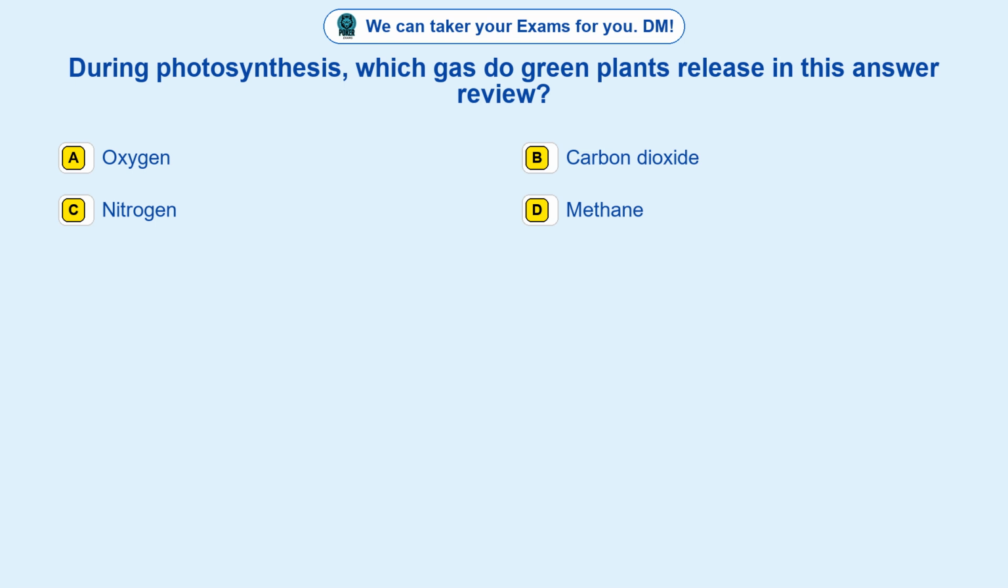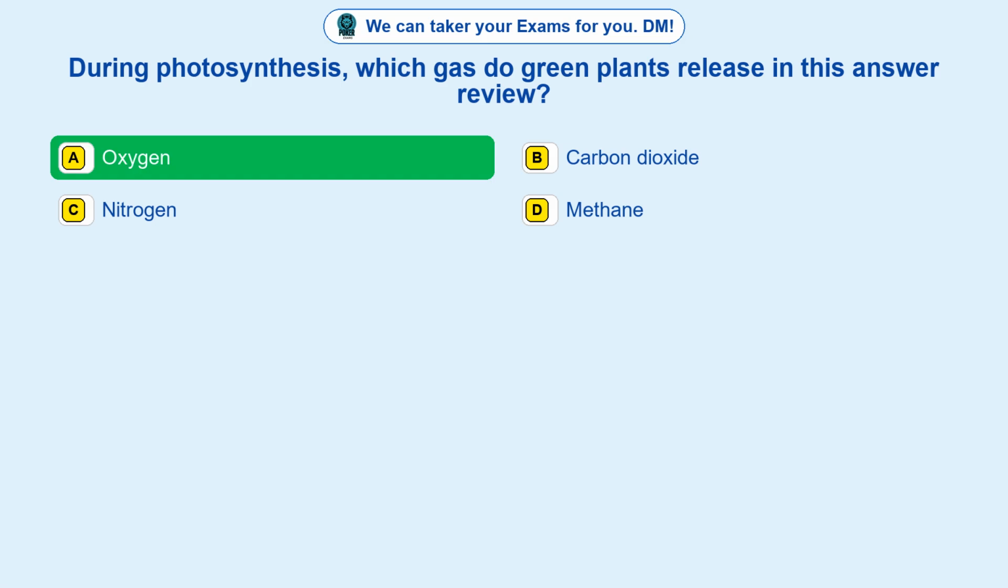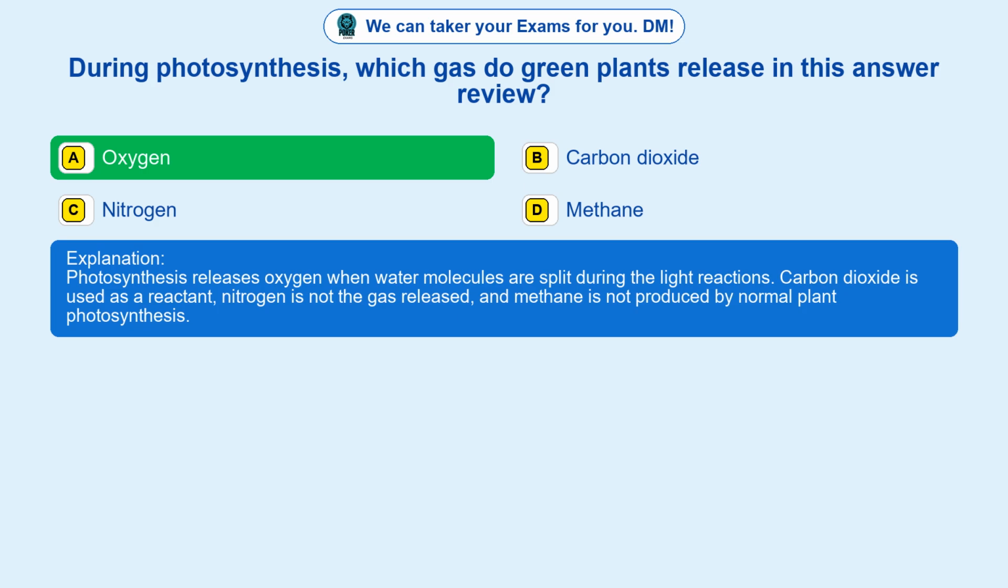Question 1. During photosynthesis, which gas do green plants release in this answer review? Option A, oxygen. Option B, carbon dioxide. Option C, nitrogen. Option D, methane. The correct answer is option A, oxygen. Photosynthesis releases oxygen when water molecules are split during the light reactions. Carbon dioxide is used as a reactant, nitrogen is not the gas released, and methane is not produced by normal plant photosynthesis.